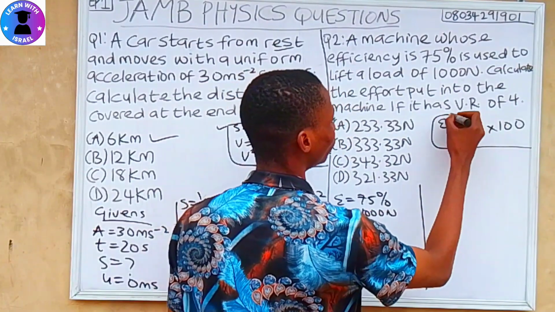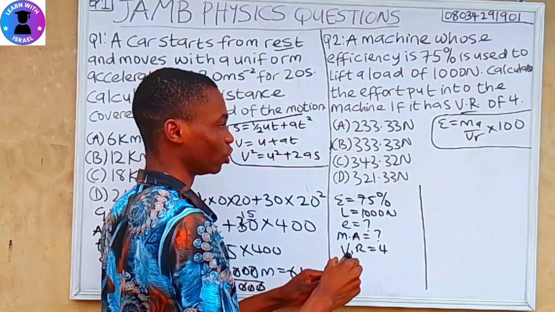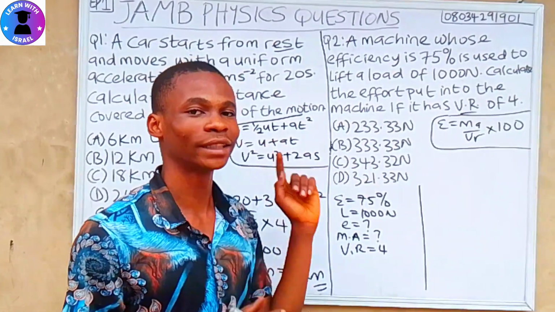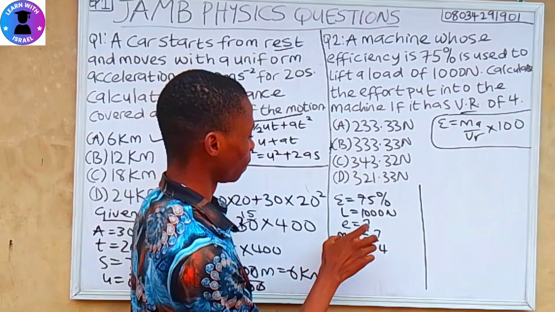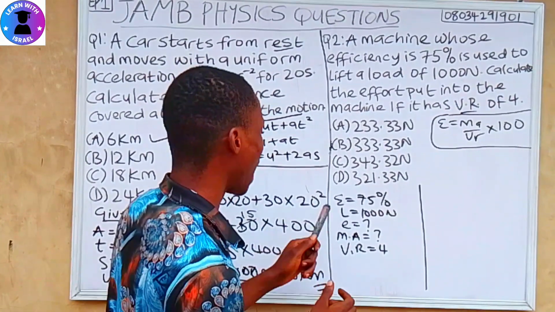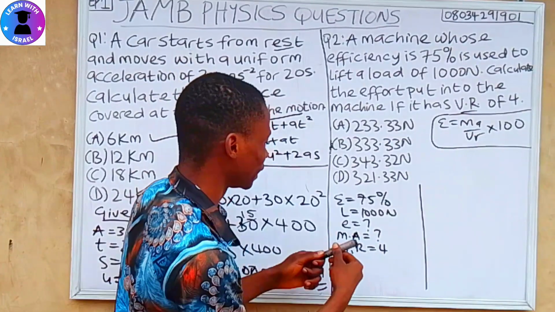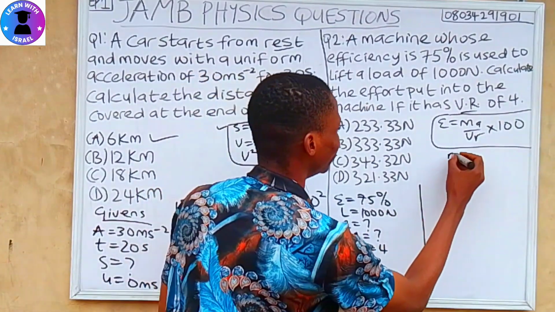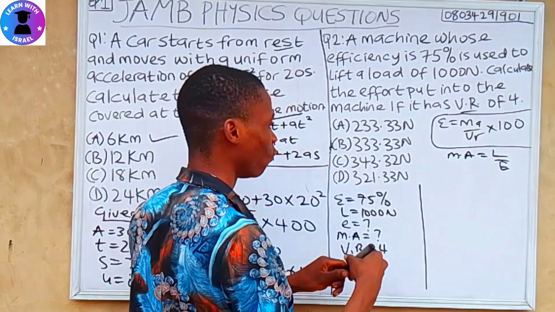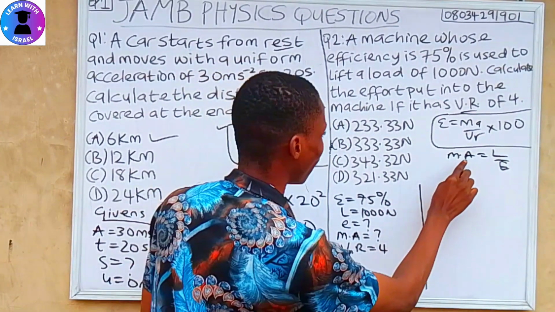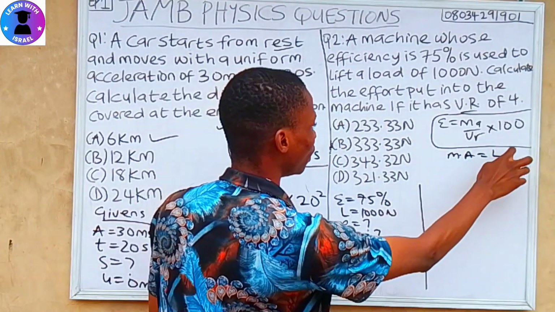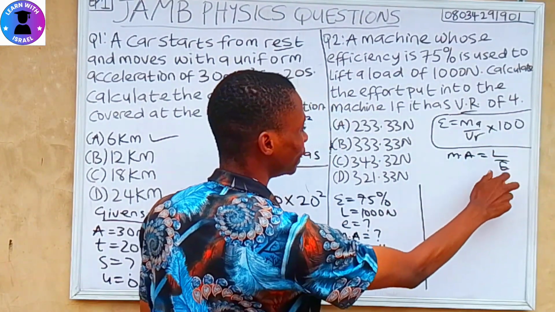So jot this down. Just find a note to jot all these formulas down, so when you forget any of it, you can quickly go and check your note. So we are looking for the effort. How do we get our effort? The formula for mechanical advantage is load over effort. So we don't have our mechanical advantage and we don't have our effort. So how do we get our effort?